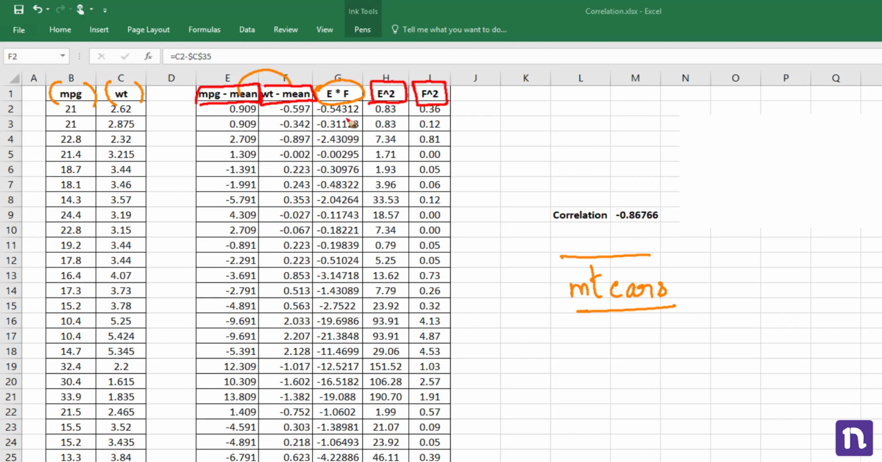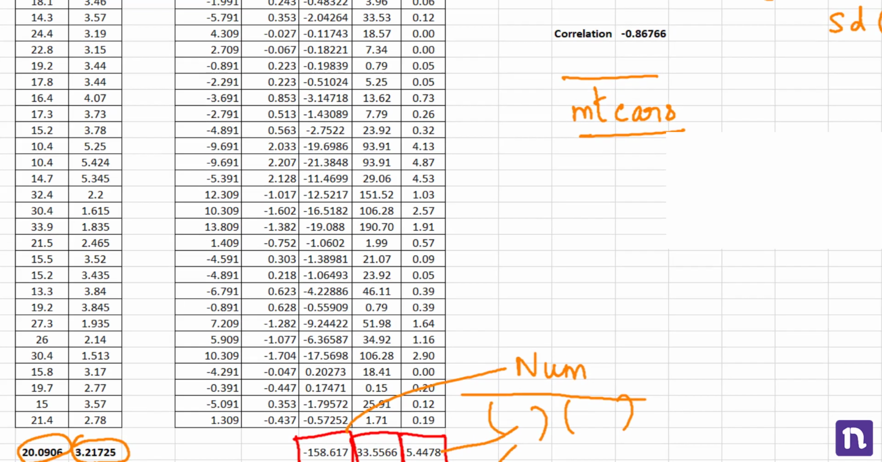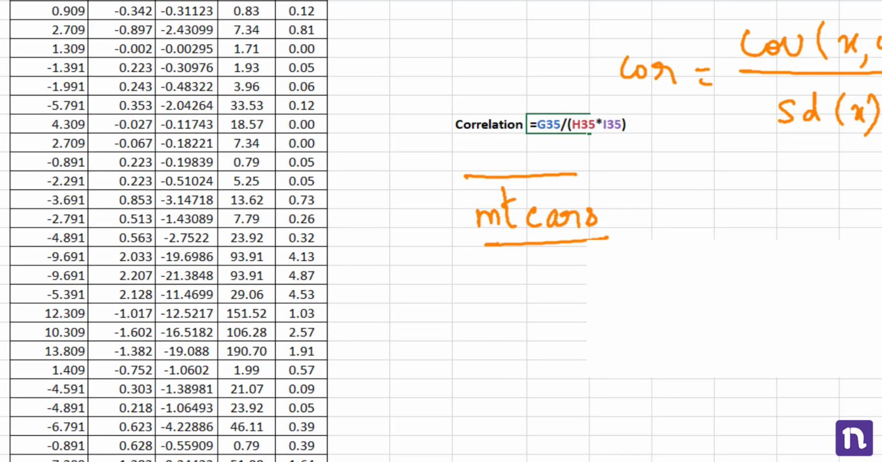So after doing the computation of all these three, I am summing all of them up. Now take this to the numerator, divided by these two to the denominator. That is what I have done here: G35 divided by H35 product of I35. That is nothing but the correlation. Simply, you can compute it in Excel like this.